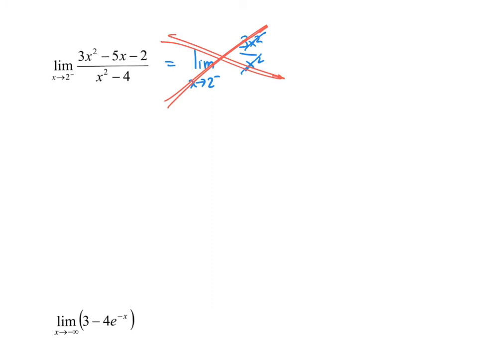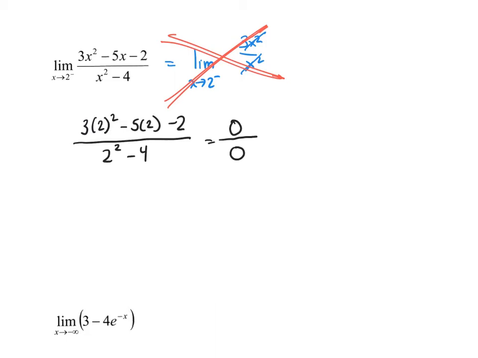If I did want to do this problem, I would have to see, okay, if I plug in 2, I get 3 times 2 squared minus 5 times 2 minus 2 all over 2 squared minus 4, which gives me 0 on the bottom. And on the top, I get 0 as well. So 0 over 0, this is where I factor. So it's always important to plug in and see where we're at. But this one is one of those ones where we have to factor.